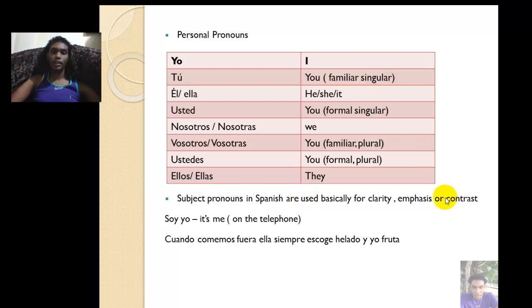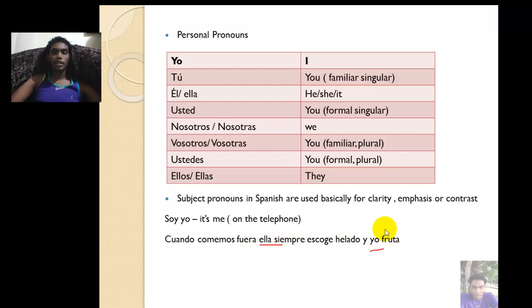Soy yo. It's me, when you're talking on the telephone. Okay? Cuando comemos fuera, ella siempre escoge helado y yo fruta. So when we eat out, she always chooses ice cream and I choose fruit. So that's why we put the yo and ella for clarity, to distinguish between these two.